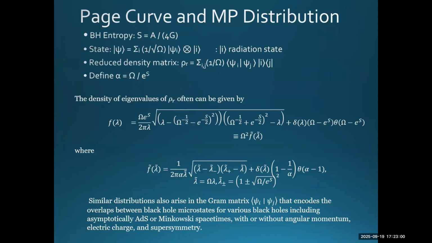We searched the literature and found many related works. Many papers already used the NP distribution to describe black holes. They often assume that the total state of the system is a product of the internal black hole state and the radiation, and the density matrix of the radiation is given by the reduced density matrix, tracing out the internal mode.